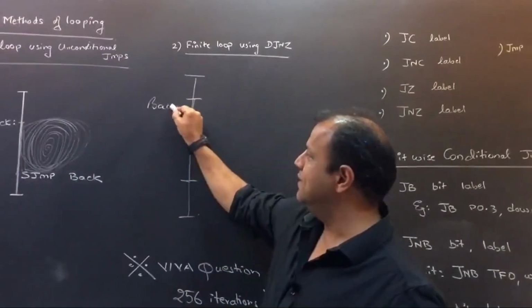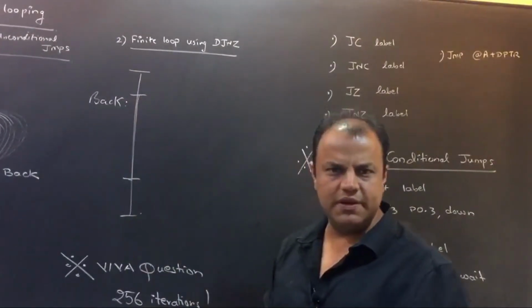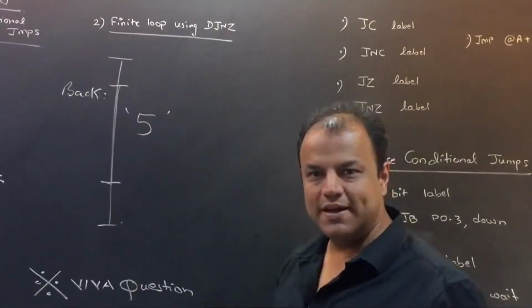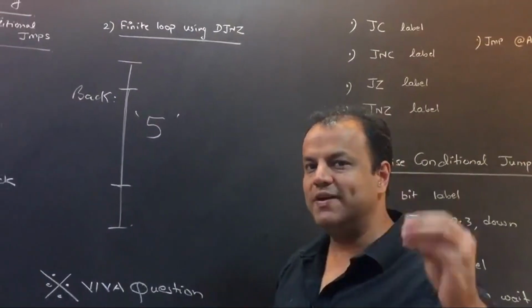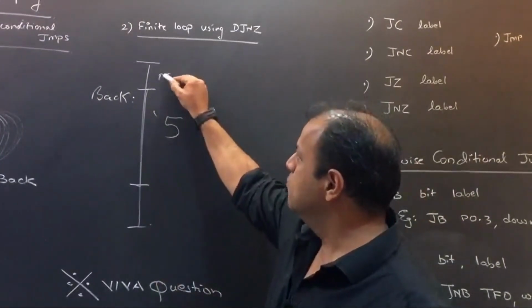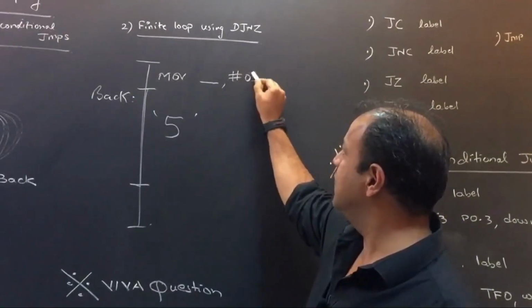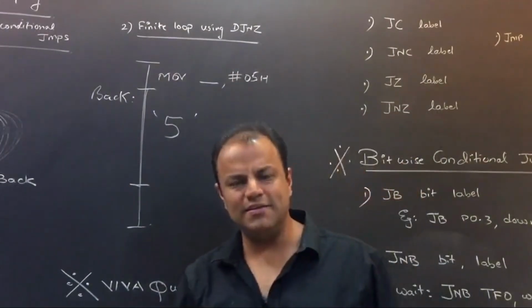I've written a label by the name back. You can keep any name for a label. I've kept the name back. Suppose I want to do this loop 5 times. So I keep my count 5 inside some register. MOV some register, comma, #05H.